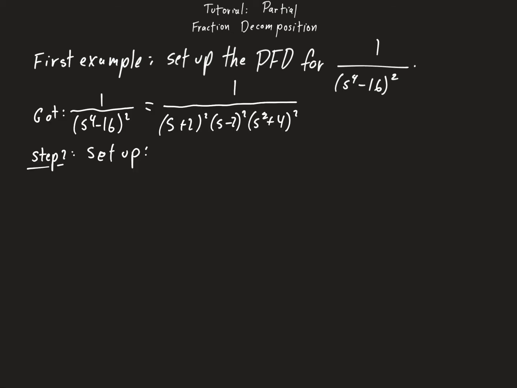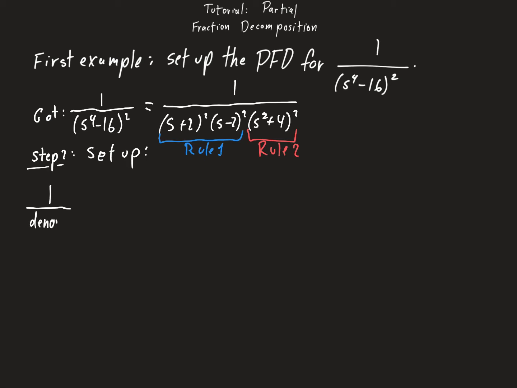All right, so we got our factorization of the denominator. We have s plus 2 squared times s minus 2 squared times s squared plus 4 squared. Now, as I mentioned, these first two terms are linear of multiplicity 2. That means that these two terms will use rule 1. This third term here uses rule 2 because it is an irreducible quadratic term. So let's set up what this has to look like. We would set this up as follows.